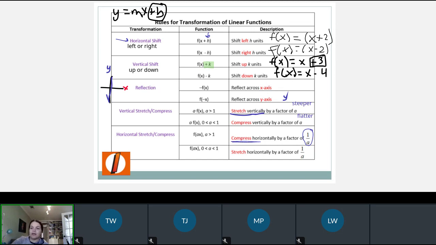So that's why I want to make sure that everybody opens that class kick. So you have this set of rules to use. So if A is greater than 1, it's going to be a compression. If A is between 0 and 1, so if it's a fraction, it's going to be a stretch. Okay, I know that seems like a lot, but let's take a look at how this looks on a graph.